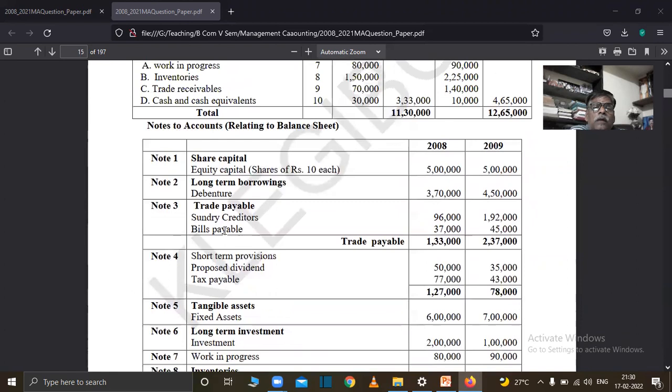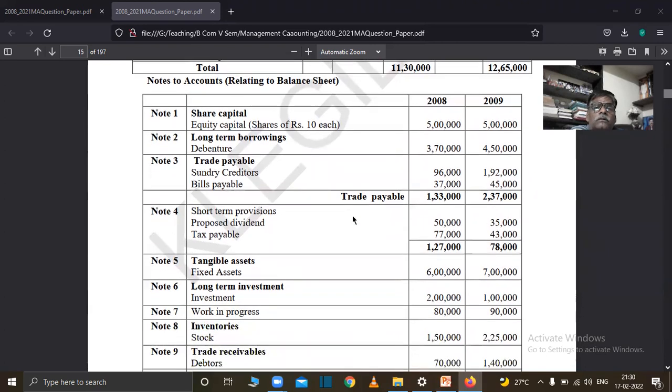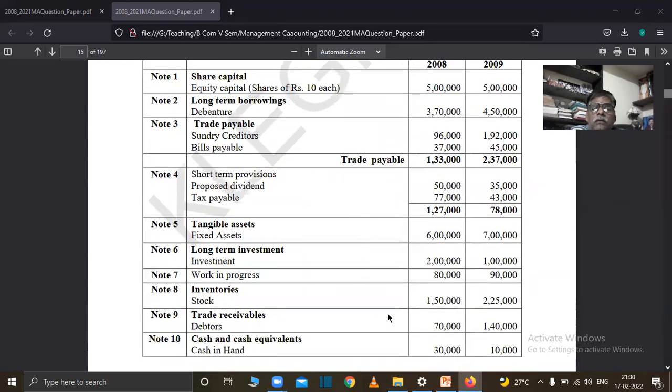Regarding current liability, trade payable is the first item. You see here, in this current liability, first is creditors, 96,000, 1,92,000. So increase is there, I think 96,000 increase. This increase comes in the decrease column. Second, bills payable, 37,000, 45,000.